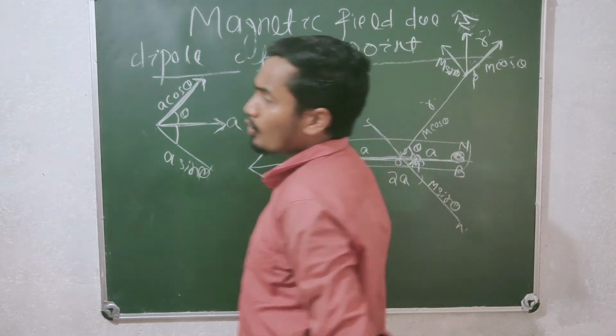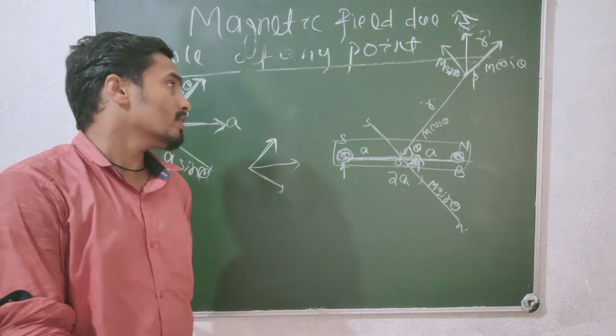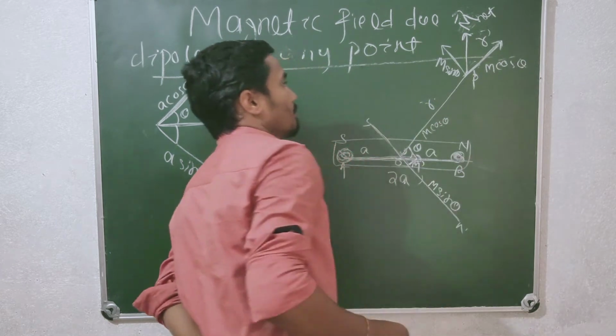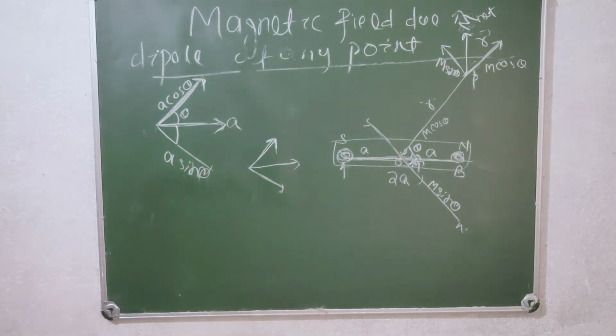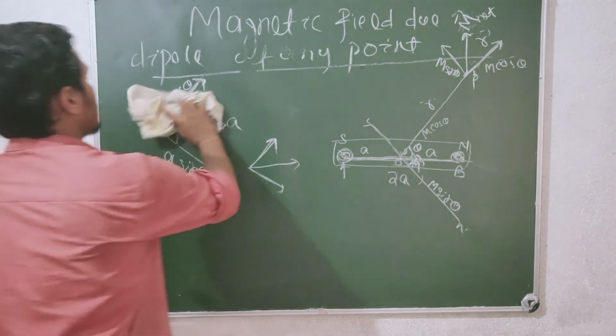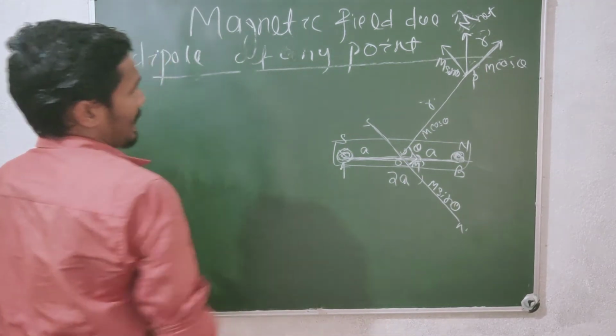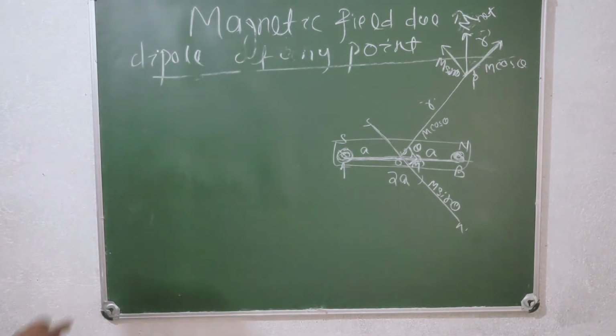So now we have to find this m vector or m resultant, or it is also called m net vector. We have to find it. First of all, in this figure we have to apply both cases. One is called axial line concept, and another is called equatorial line concept.